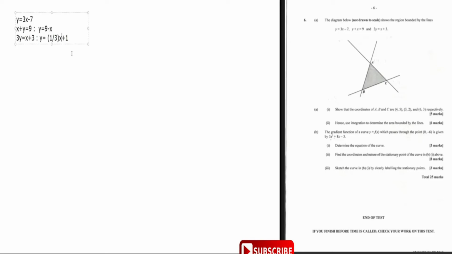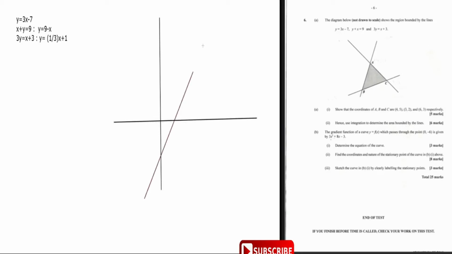Now let's hear what they say. They say show that the coordinates of A, B, and C are (4, 5), (3, 2), and (6, 3) respectively. So I'm going to draw a schematic of the lines. I'm going to draw the lines in red. So you have the line 3x minus 7. That's a gradient of positive 3 and cuts the y-axis at minus 7. So this can be something that resembles that. This is minus 7, with a gradient of positive 3.